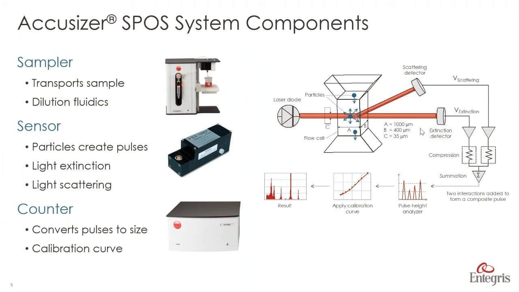If we'd like to measure smaller particles, we've added a second detector, a scattering detector. And this allows us to measure down to 0.5 microns. We'll explain later on some of the advantages of being able to measure down to these smaller sizes. We take the signal from these two detectors, sum them together, feed them into the counter, and then through the use of a calibration curve, we count and size each particle and build up the result. So this is the AccuSizer SIS system, which we typically use for making these tests.